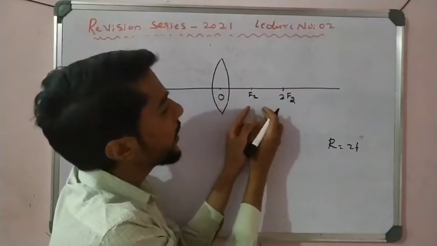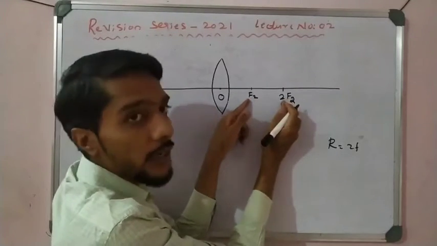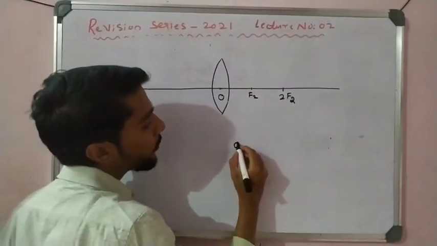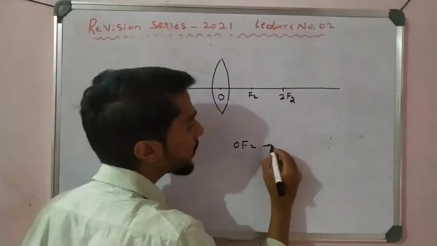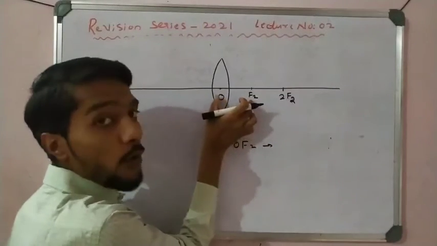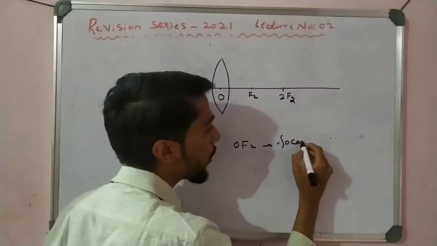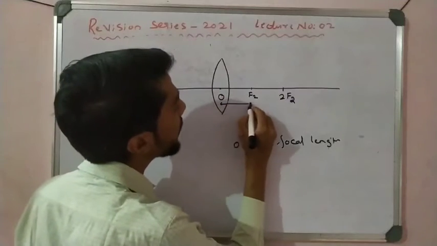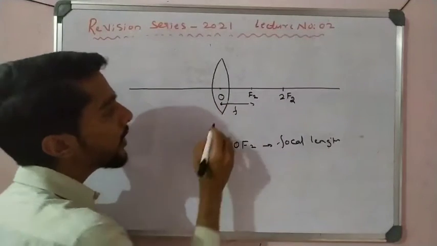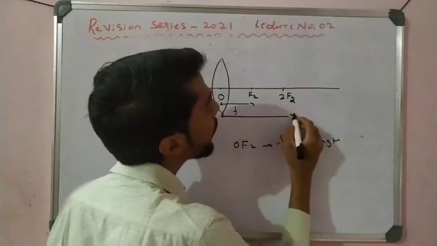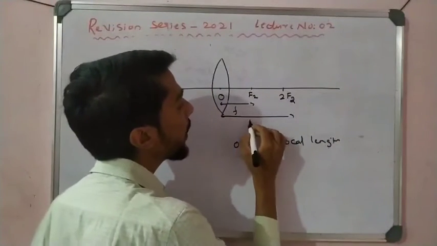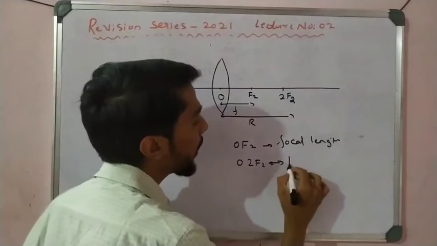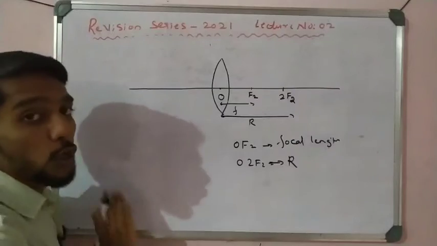So I can make here, if it is 5, what is this? It is 10, 2 times, right? So it is the C, OF2. What is OF2 here? OF2 is the focal length. You have to remember, OF is the focal length, students. Do not confuse here. It is the focal length f. Now what is O to 2F2? It is the radius of curvature. O to 2 times of f is nothing but the radius of curvature. You have to remember that.